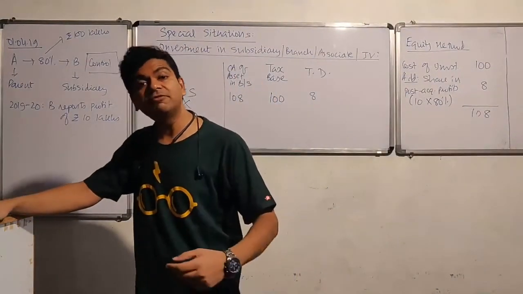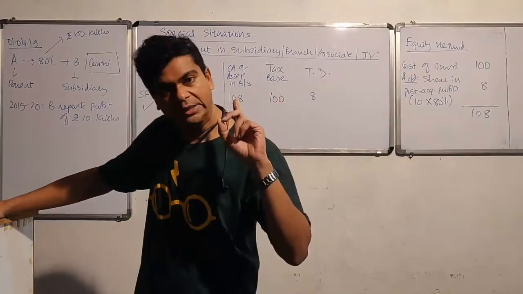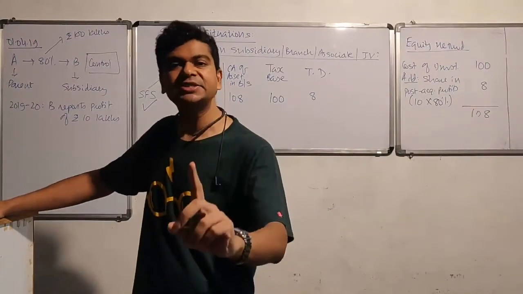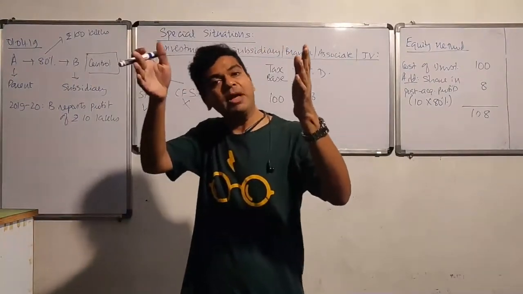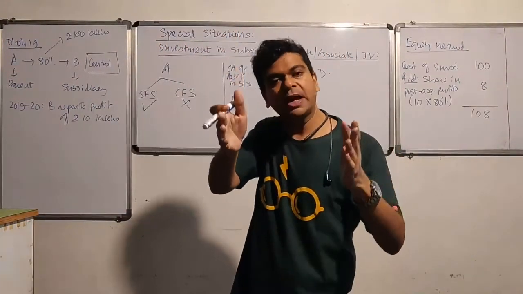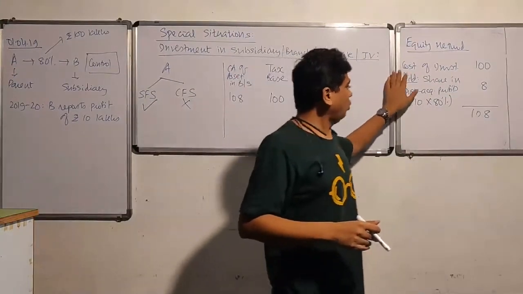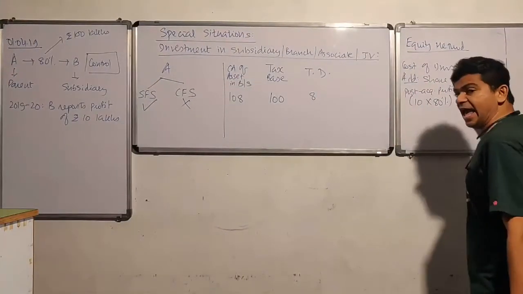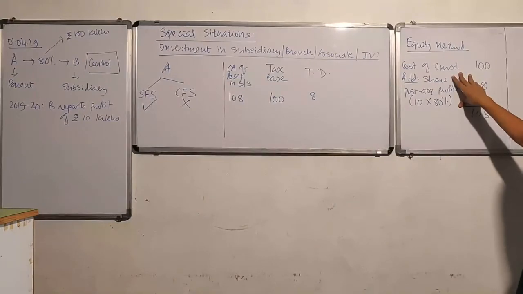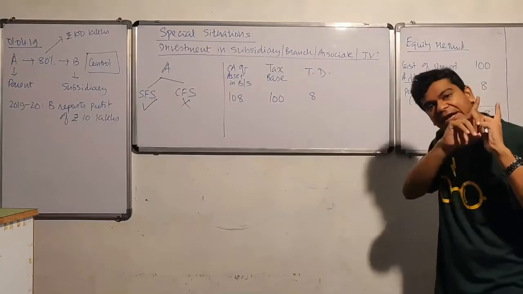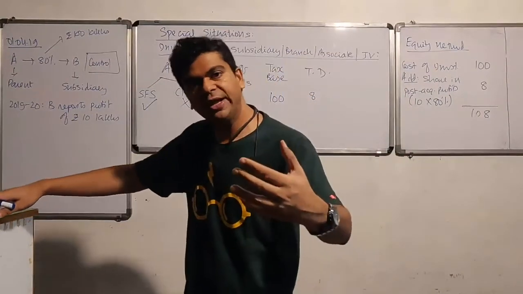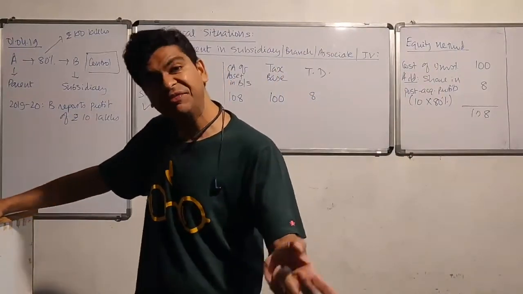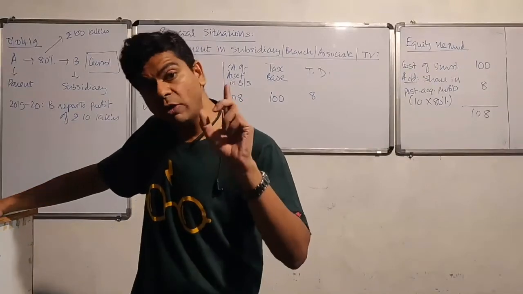This difference will reverse the moment the subsidiary pays dividend. I hope you still remember the equity method. Under the equity method, we start with the cost of investment. To that, we add the share in the post-acquisition profits. And if there is any dividend, that dividend has to be deducted. So if you are receiving any dividend, then the dividend will be deducted and then you will get the carrying amount.